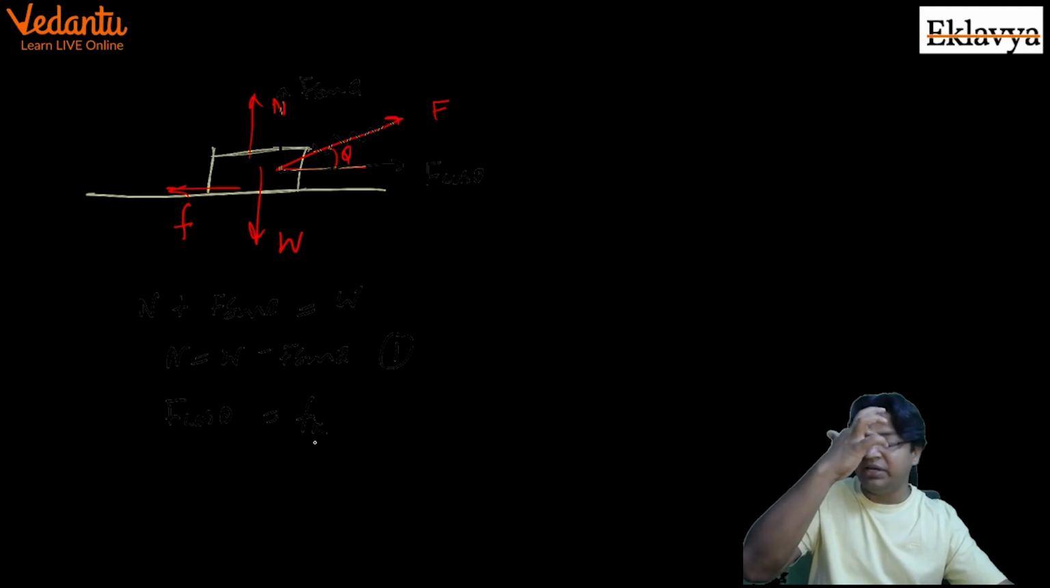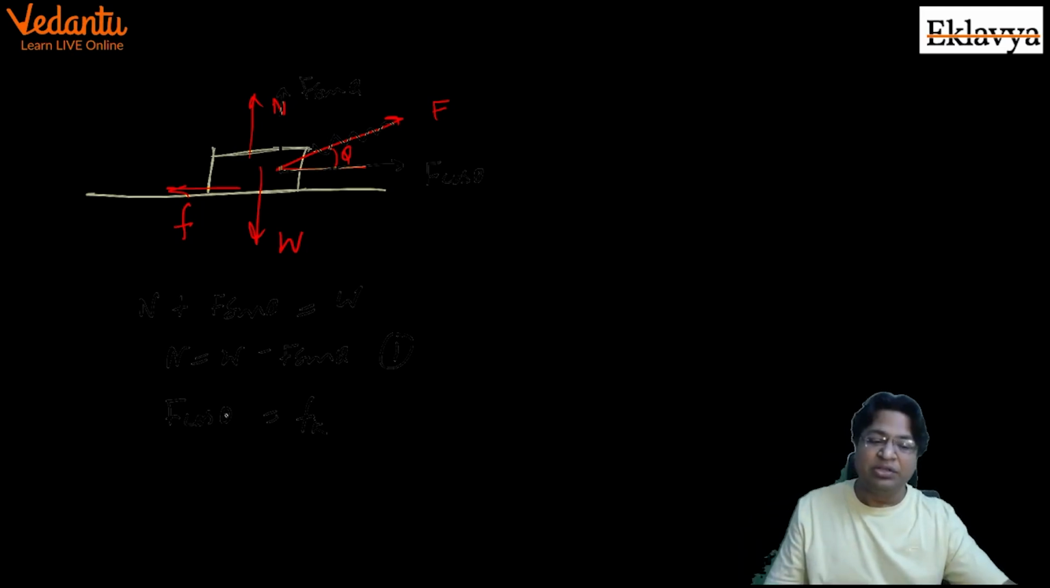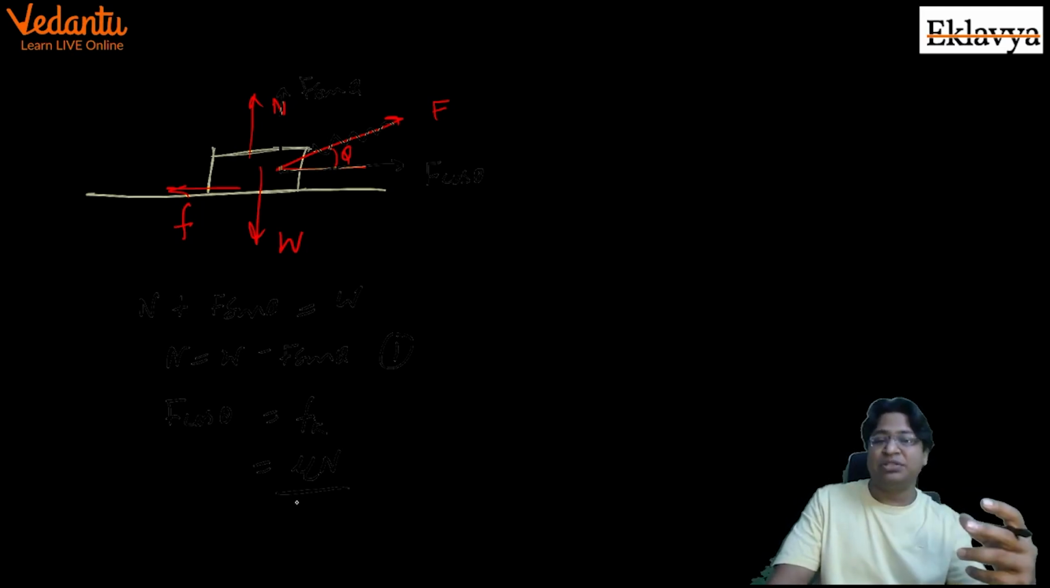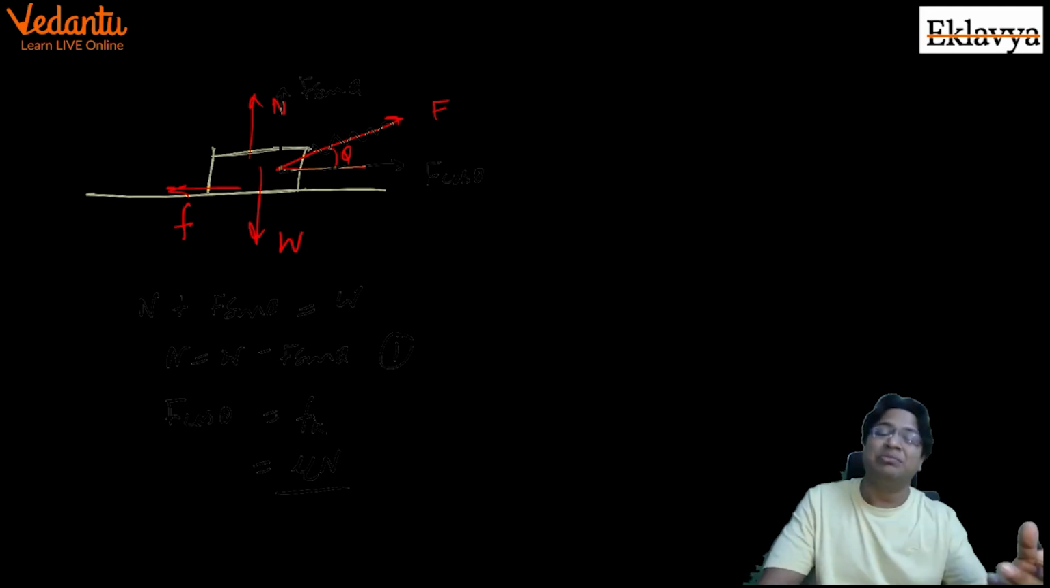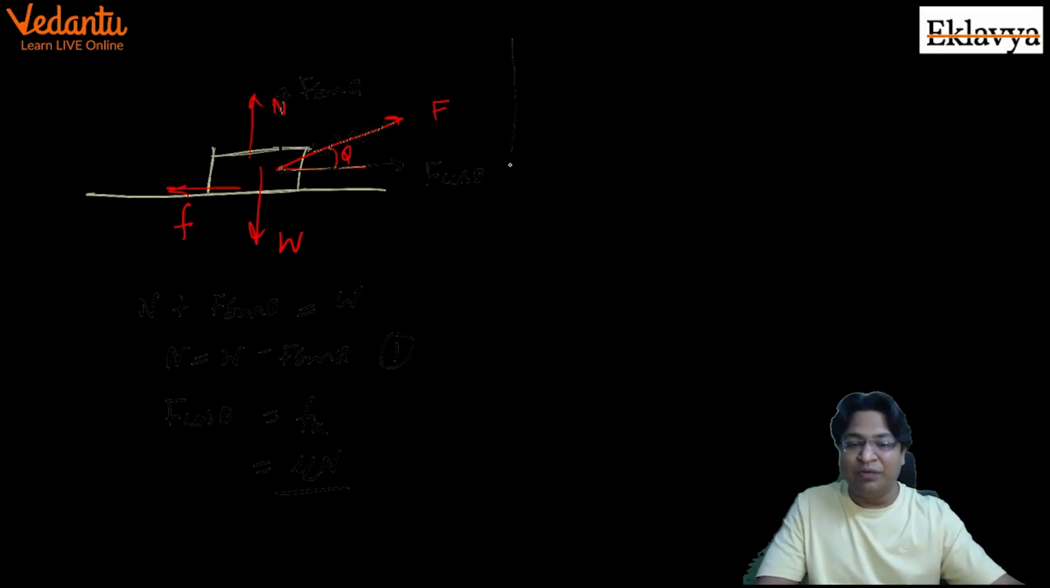Not exactly equal, it is a bit higher, but that bit is not definable. It can be very, very small. So they are practically equal. So this would be written as mu N. Now here you have to be cautious, guys. Many students have this habit of writing mu mg instead of mu N. So don't fall prey to that habit.